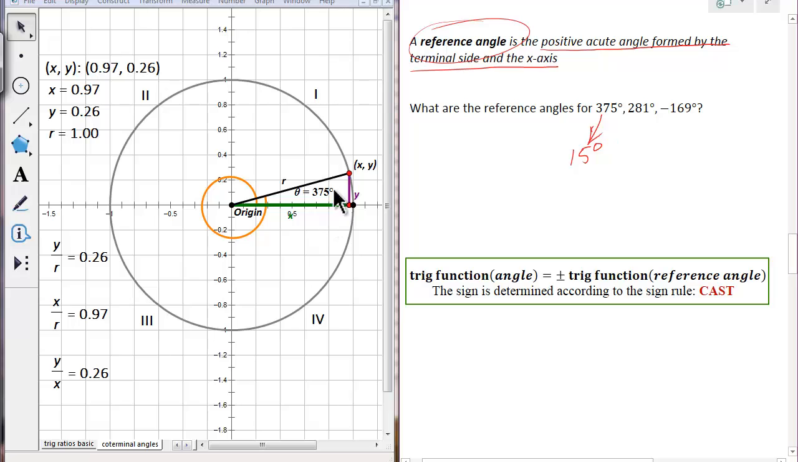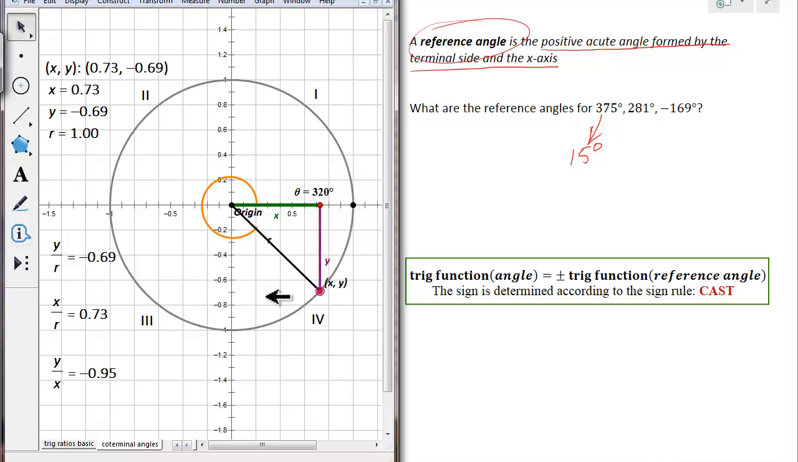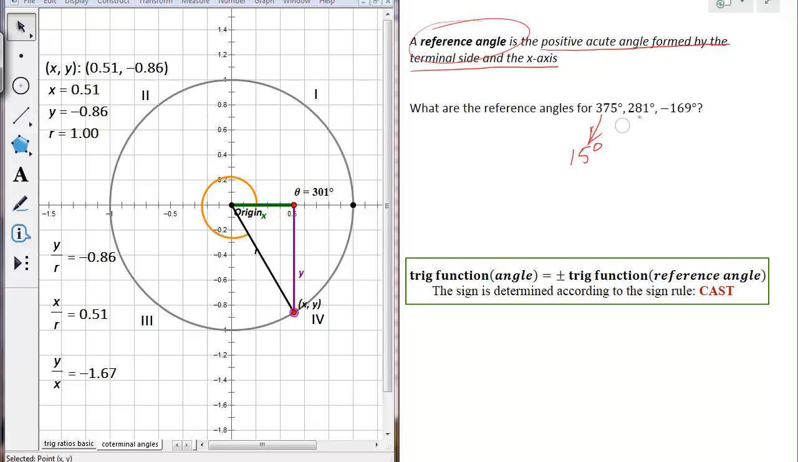What about 281? Well, where is 281? You kind of have to have an idea: that's 270, so 281 is probably about here. So that's going to be 360 take away 281, which gives us 79.